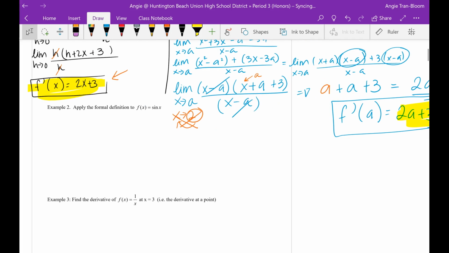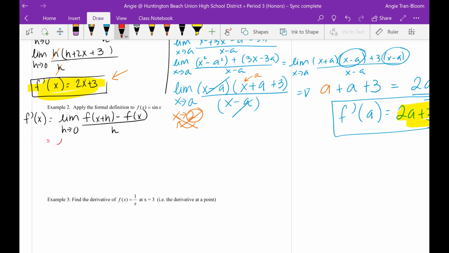Now, example 2 says, apply the formal definition to our function f of x equals sine of x. So we are going to write the formal definition first. F prime of x, that means the derivative of function f, is the limit as h approaches 0 of f of x plus h minus f of x all over h. This is just the definition. I'm just writing it down for you. Now let's work it out together.